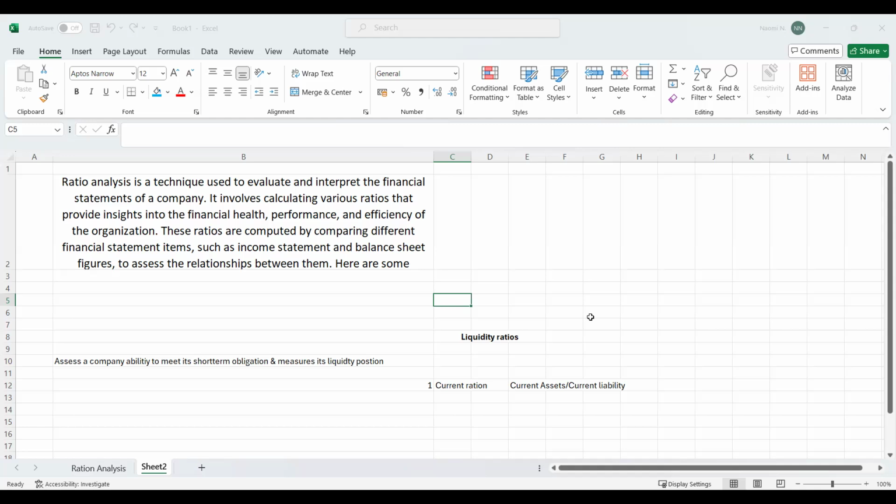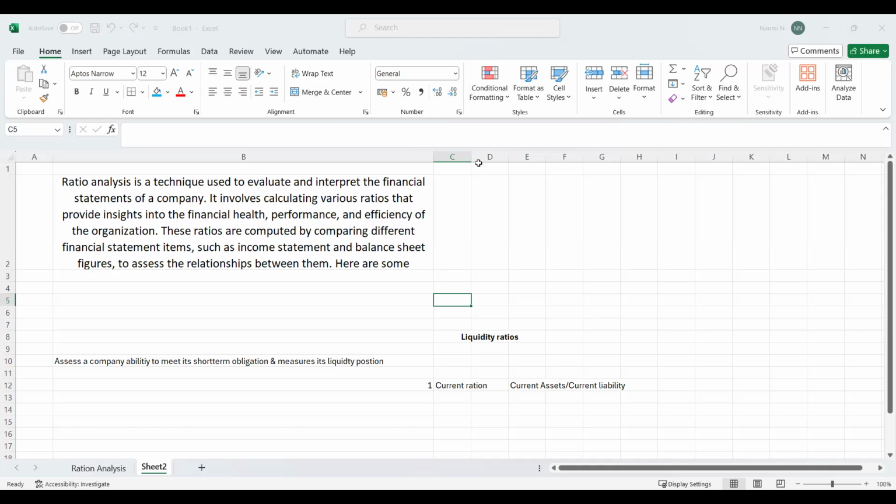So we are going to start with liquidity ratio. Under liquidity ratio, it is the ability of the organization to meet short-term obligations, and also to measure its liquidity position. Liquidity means cash in hand, or the money that you can touch. So it is just the ability for the organization to meet their short-term obligations, like paying rent, like taking care of the daily operations of the organization with the cash they have at hand or the cash they can touch.